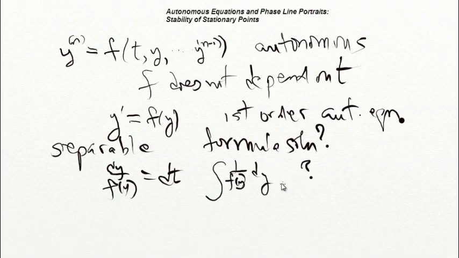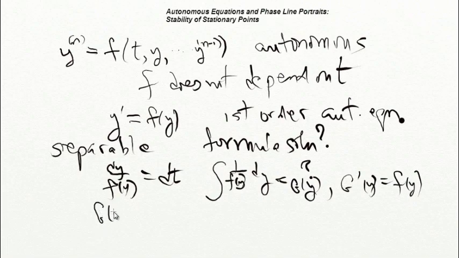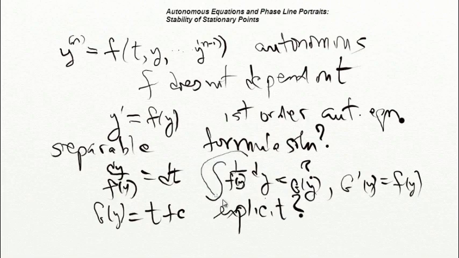But even if you can do it, let's suppose you can get some nice elementary function g of y, which has a derivative equal to 1 over f. Then, of course, the formula solution becomes g of y equals t plus c. So you have an implicit solution, and you may or may not be able to solve that for an explicit function of y in terms of t. So you may have two problems. You may not be able to do the anti-differentiation, and you may not be able to solve the implicit equation for y as an explicit function of t. So what do we do?